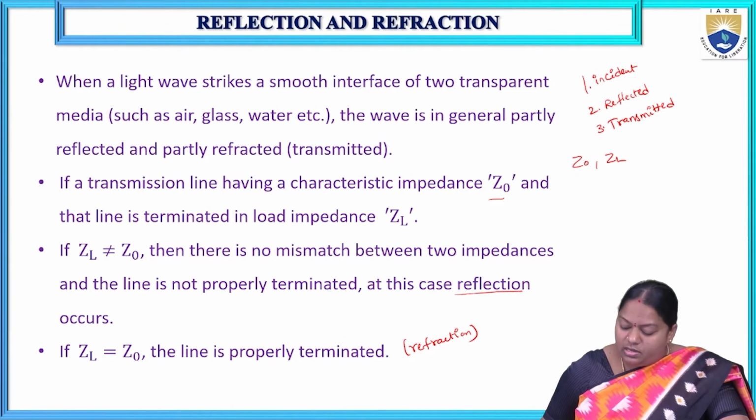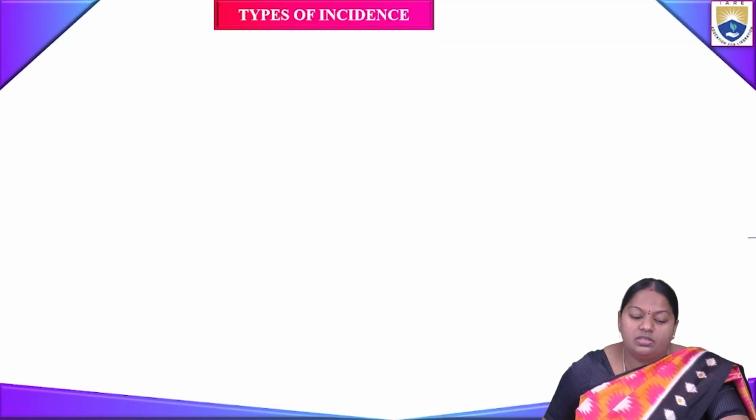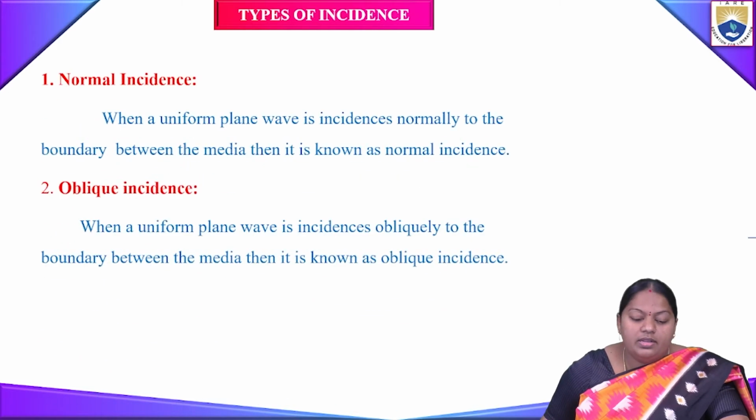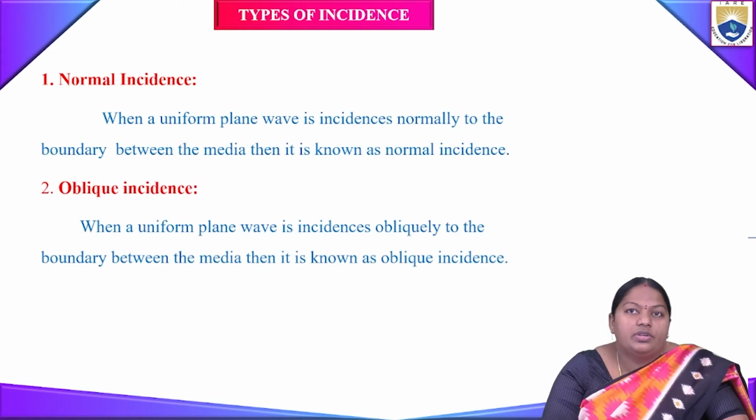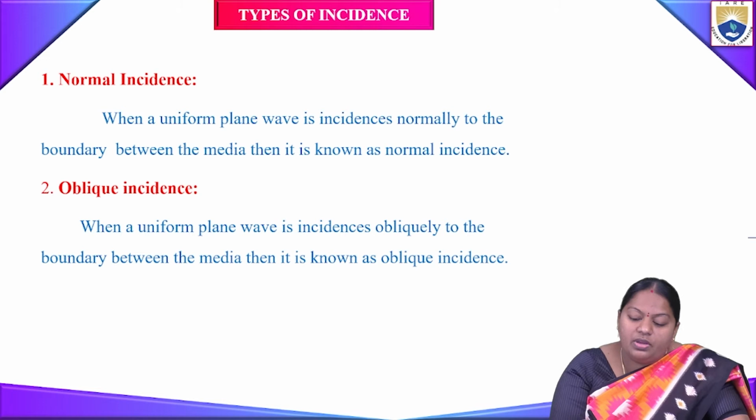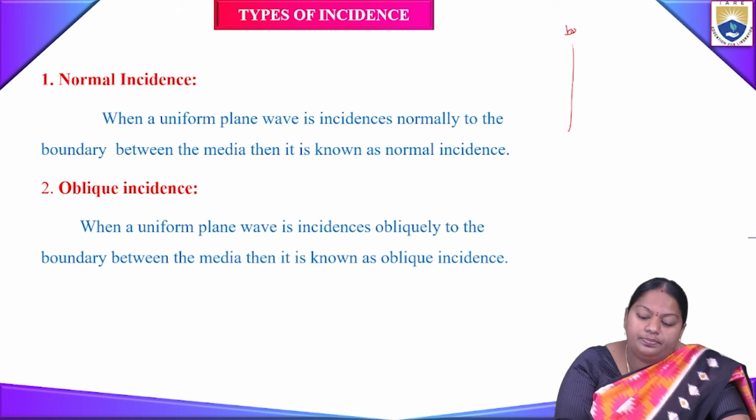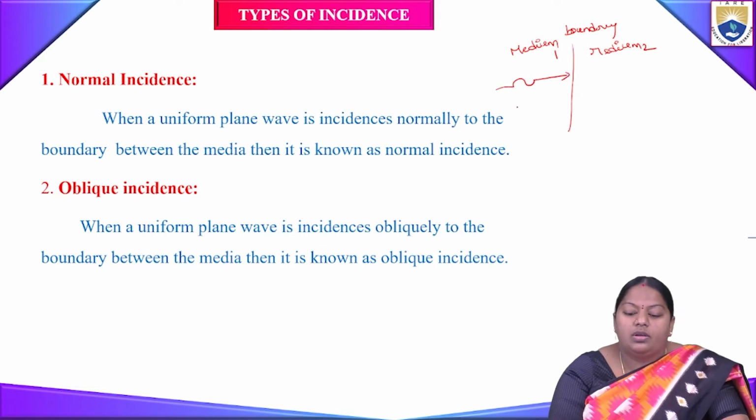So depending upon reflection, refraction, transmission and types of incidence, meaning how the wave touches and strikes the boundary. Suppose this is the boundary: below this boundary we have medium 1, and above this boundary we have medium 2. So if the incident wave touches the boundary, what happens?